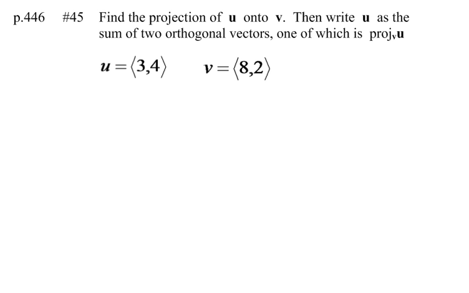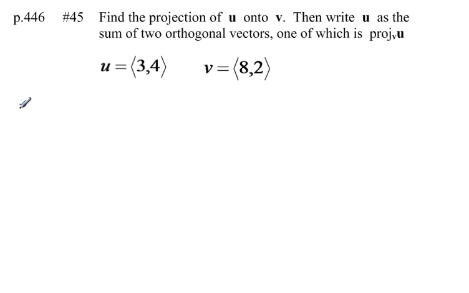Page 446, number 45. Find the projection of u onto v. Then write u as the sum of two orthogonal vectors, one of which is the projection of u onto v. And we're given vector u and vector v. Okay, let's start with a formula.